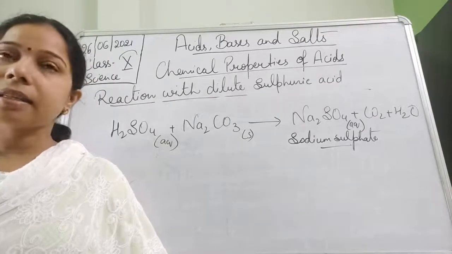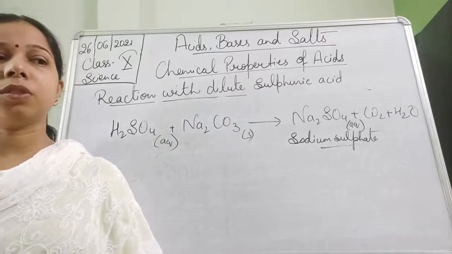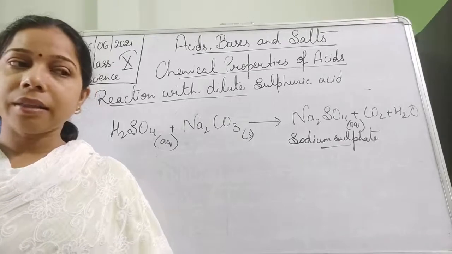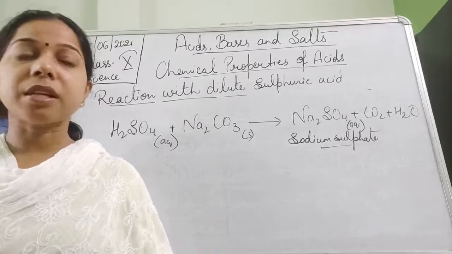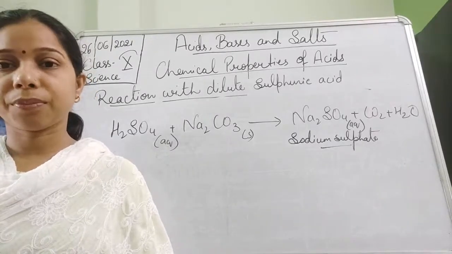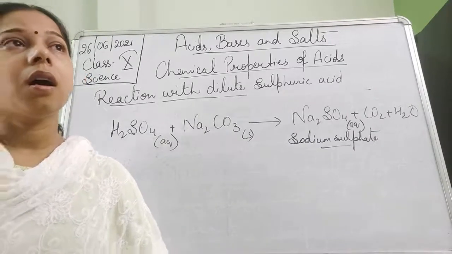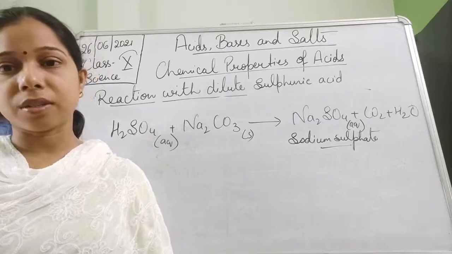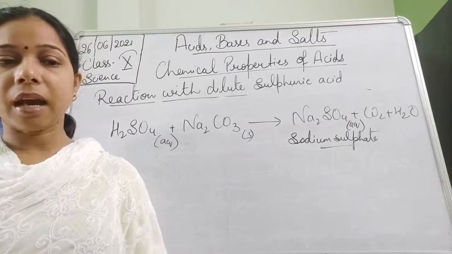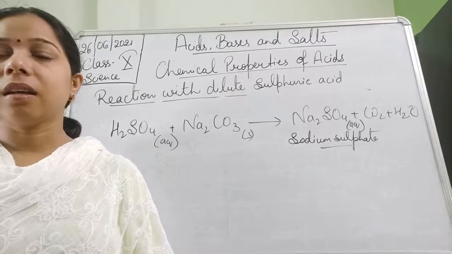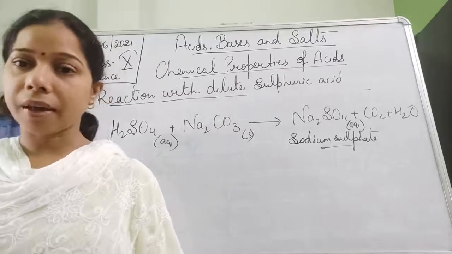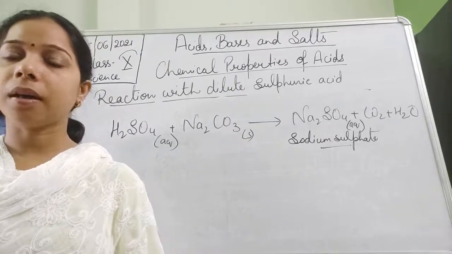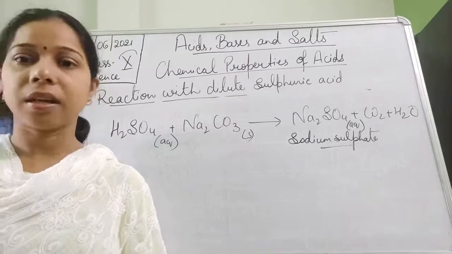Then these acids generally act as an electrolyte. And electrolyte means it will dissociate into ions. Acids used to conduct electricity. And the reason is, since there is a formation of ions when they are dissociated in water, that is why they help in conducting electricity.